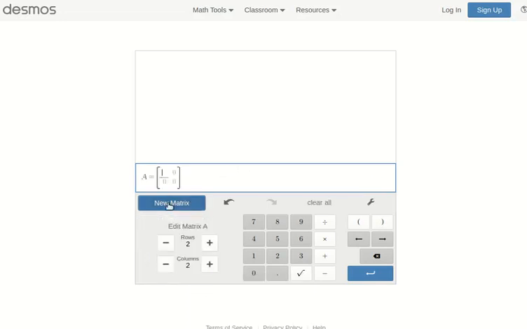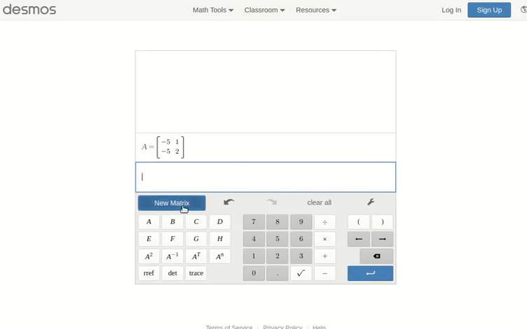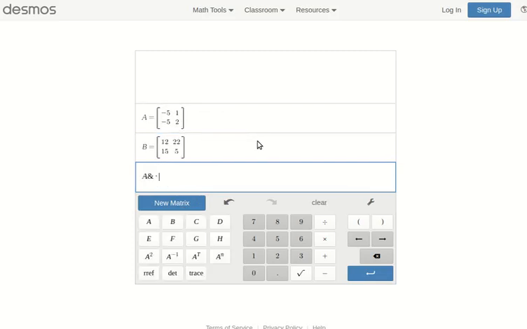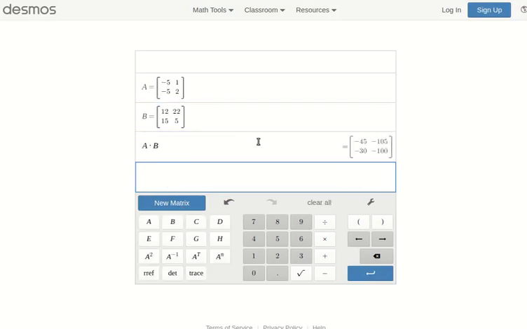Okay, so new matrix, and we're going to put our A matrix in first. That's going to be A, negative 5, 1, negative 5, 2. And then we got our B matrix. The next one is going to be a 12, 22, 15, 5 going across. A times B. And you can see we got negatives and all kind of stuff. Again, reading down, we got negative 45, negative 30, negative 105, negative 100.